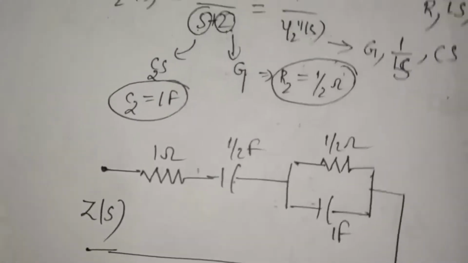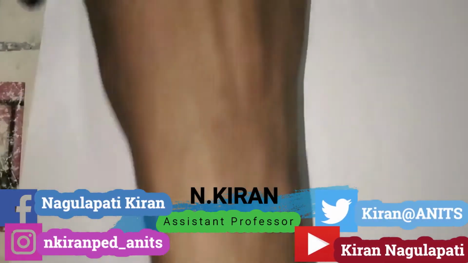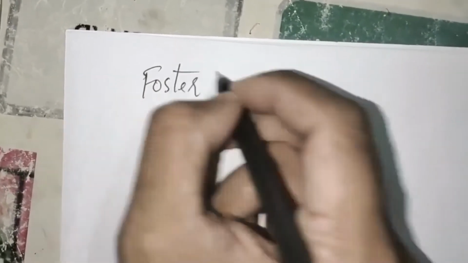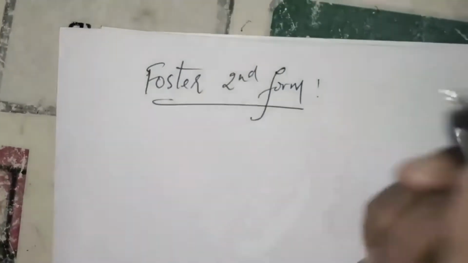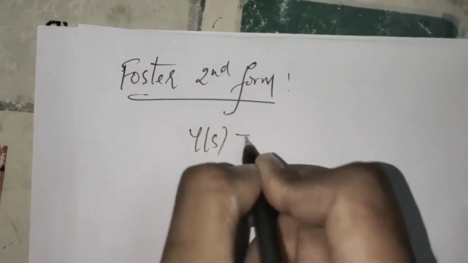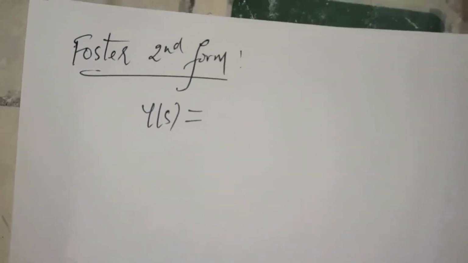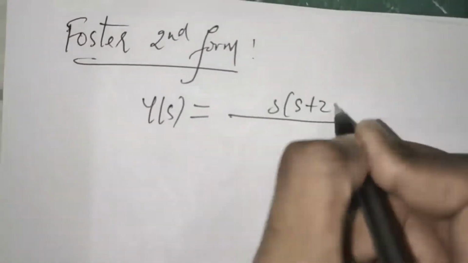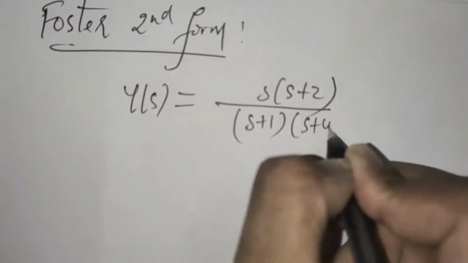So then the second method is Foster second form. So in Foster second form we know that we should consider Y of s. So Y of s is equal to, so that's just interchange the numerator and denominator. So that is s into s plus 2 divided by s plus 1 into s plus 4.